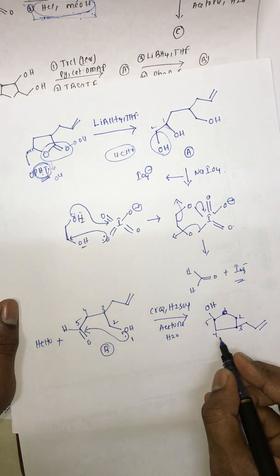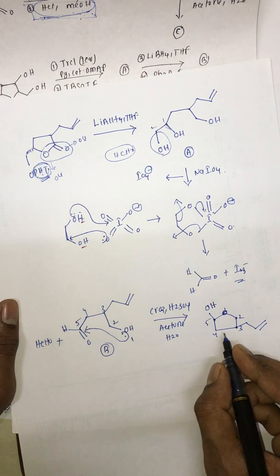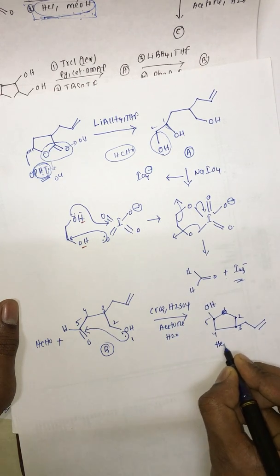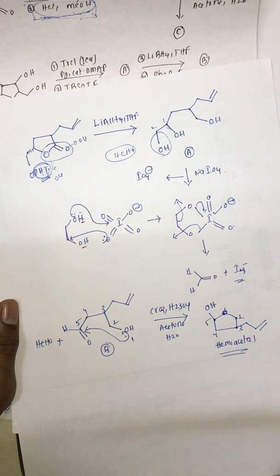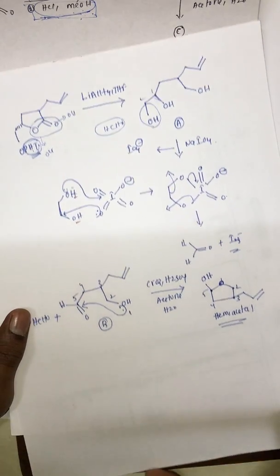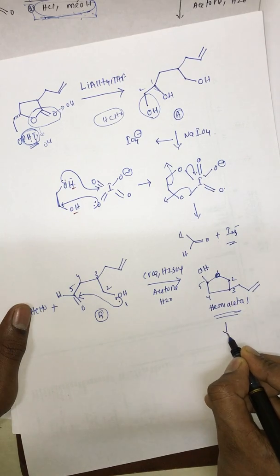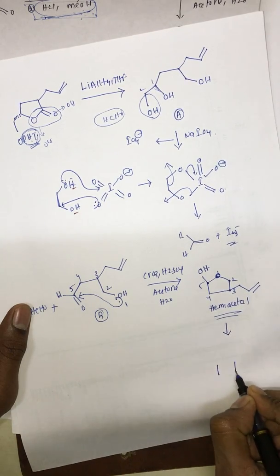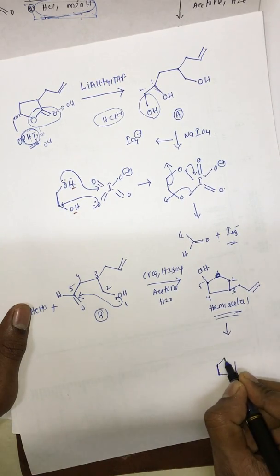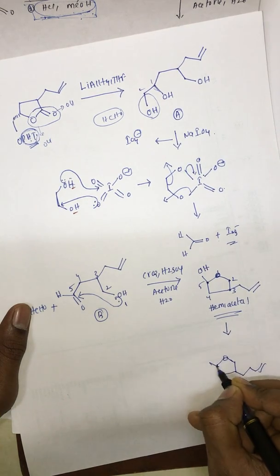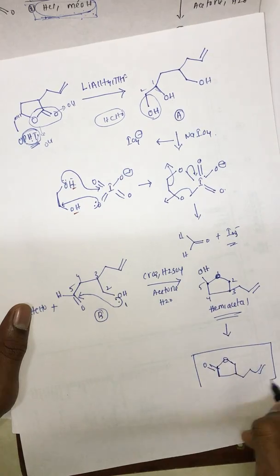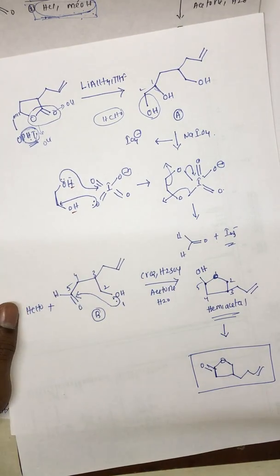Now this is something like a hemiacetal form, but this is not that stable. So to get stability, it gets converted into this, so this is the final product.